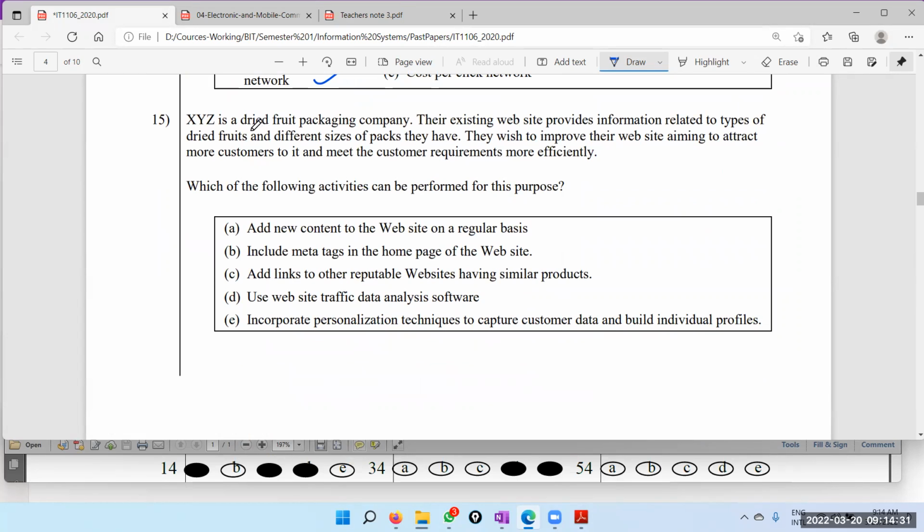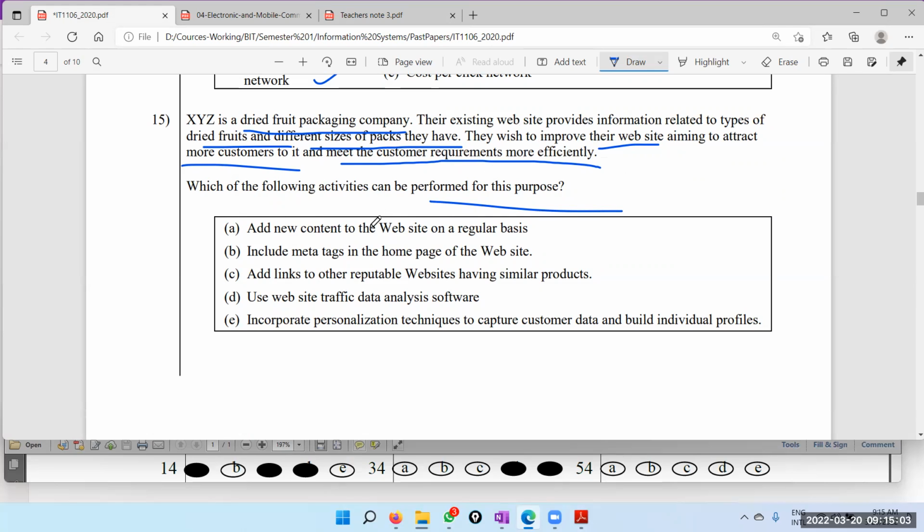XYZ is a dried fruit packaging company. Their existing website provides information related to types of dried fruits and different sizes of packages they have. They wish to improve their website, aiming to attract more customers to it and meet the customer requirements more efficiently. Which of the following activities can be performed for this purpose? Right? Okay, let's read it.